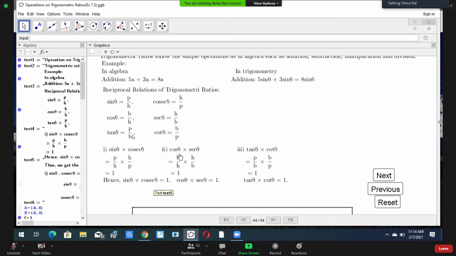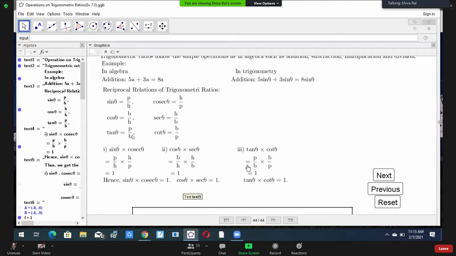How do we get 1? You look here. Cos theta means b by h and sec theta means h by b. So here b and b we can cut, h and h we can cut. Now we are getting 1. Don't think it is 0. All cutting, no 0. Here in the multiplication form, if we cut, we get 1.